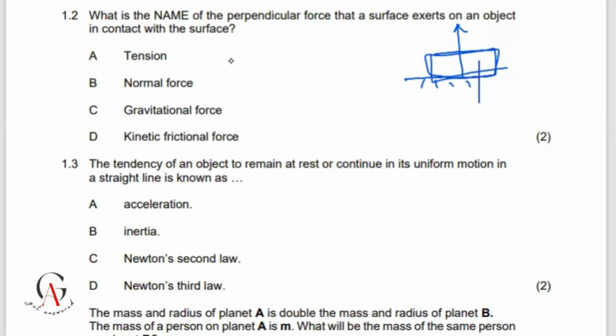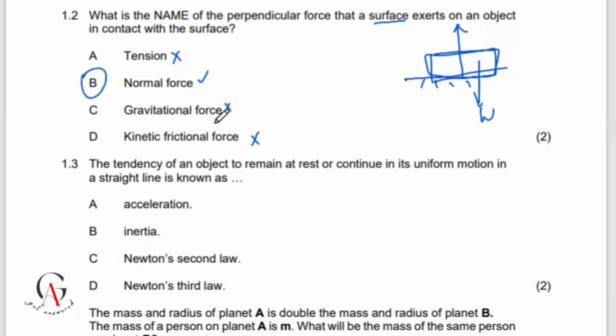So we know that the object will exert the weight downwards, and then the surface will produce a counter force. Is it tension? It could have been tension if we had any ropes, but in this case we're talking about a surface, so this is out. Normal force, there's some bit of truth. Gravitational force, no, this one is the weight, which must act downwards. Kinetic friction, no, this will act horizontally if it's a horizontal surface. So B will be the best option.